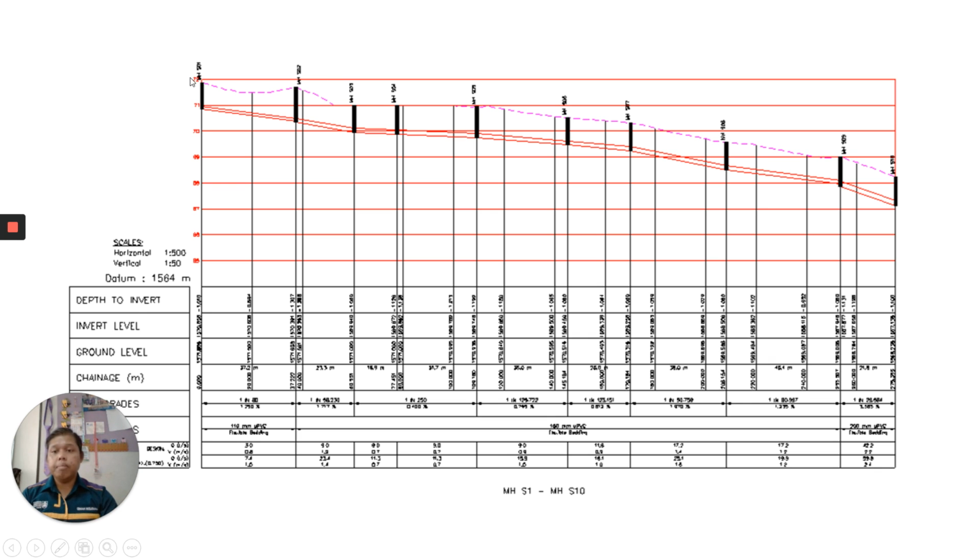So for all the manholes here, for example, here is one network, from manhole 1 to manhole 10. The information that we have to know is the depth of the invert level, ground level, chainage, and then the gradients, which is the slope, and then the pipes. All this information is shown in this drawing. This is one of the drawings required to be submitted to the local authority to get approval for the sewerage design.